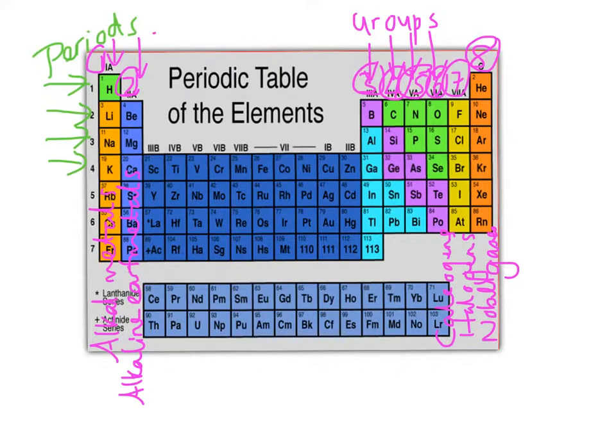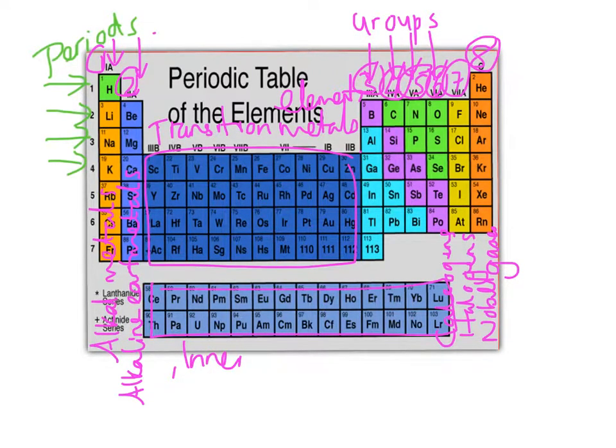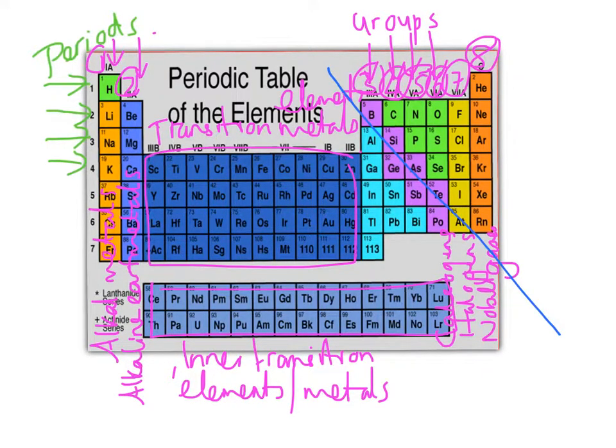Then what happens is this block in the middle over here are called the transition metals, or sometimes they're just called the transition elements. This block over here are called the inner transition elements or metals. Which brings me to the point that we can divide the periodic table into metals and non-metals along that line over there. These elements are actually semi-metallic, so they have some metallic and some non-metallic properties.